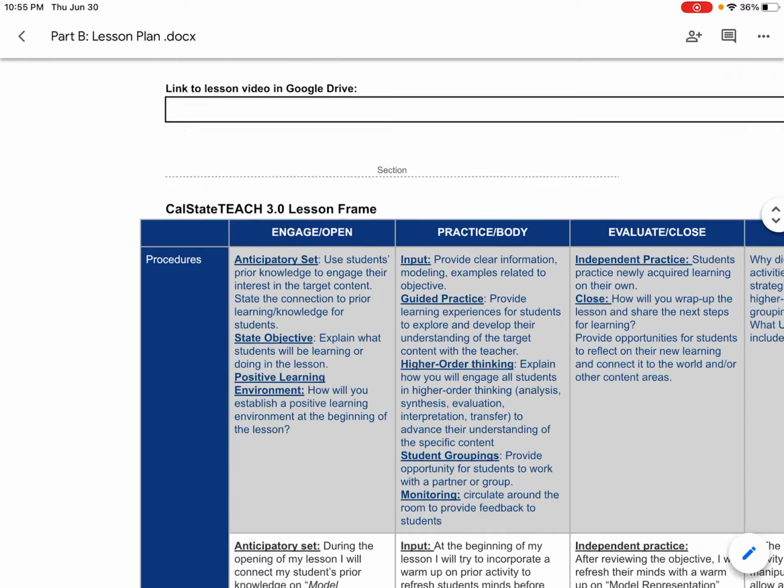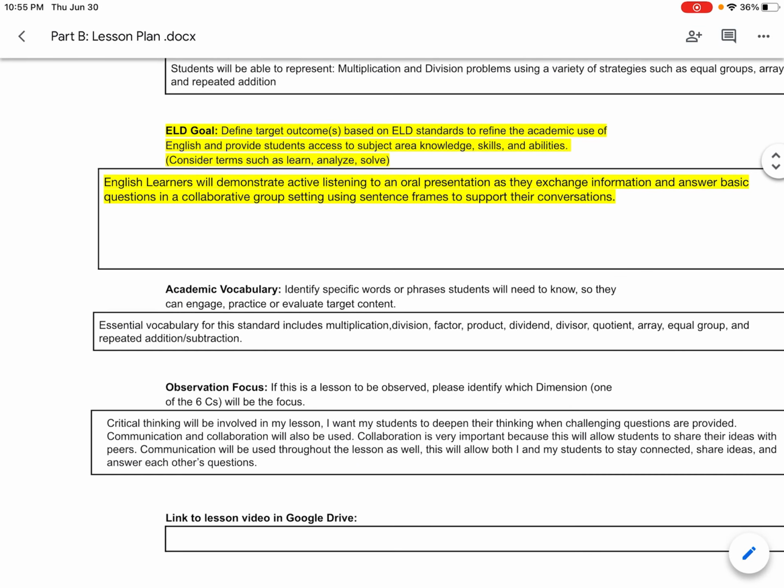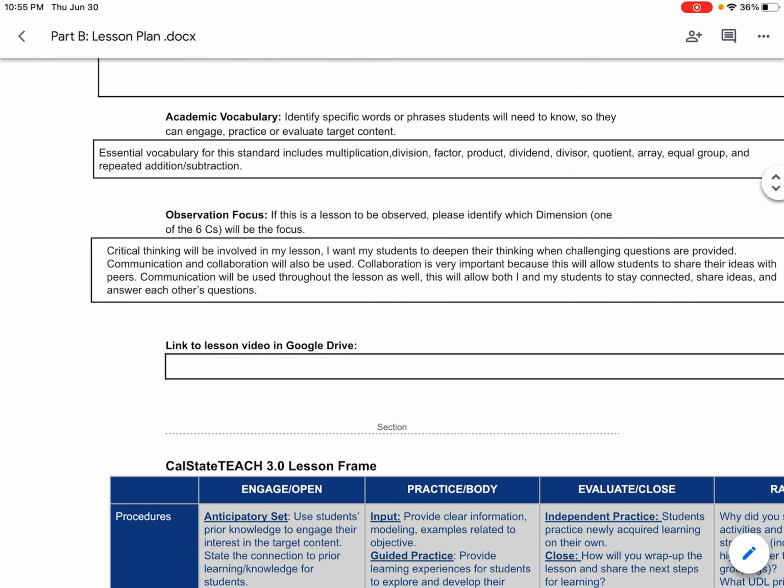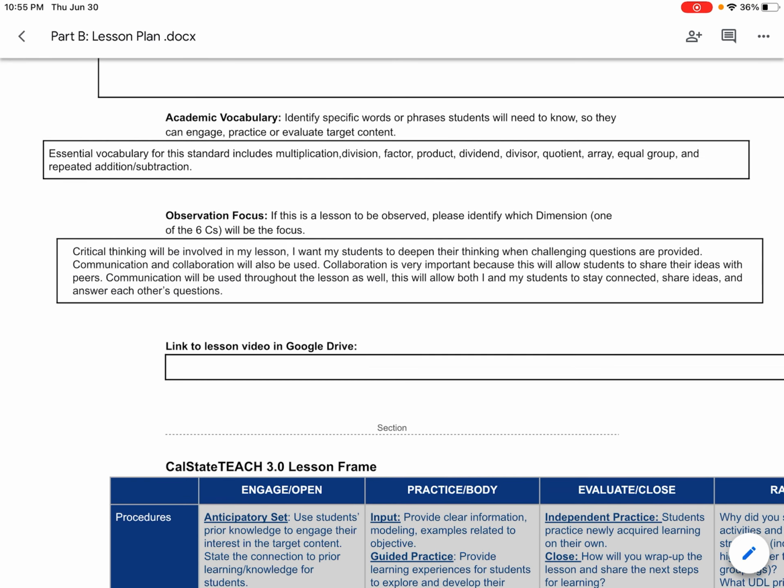So, yeah. Then if we move on, just academic vocabulary, the main words that we're going to be focusing on. And then our observation focus, which one am I using? I'm using critical thinking, since I want my students to deepen their thinking by me challenging them with the questions I provide for them. Communication and collaboration is also used throughout my lesson.